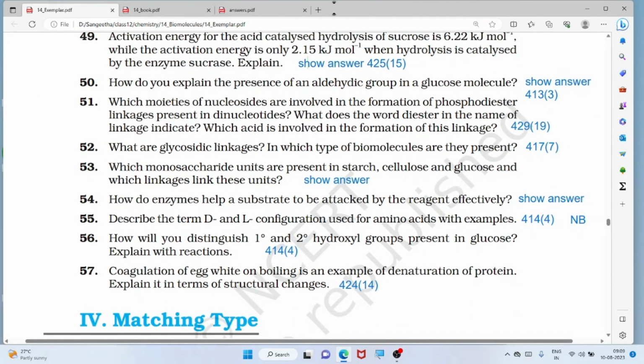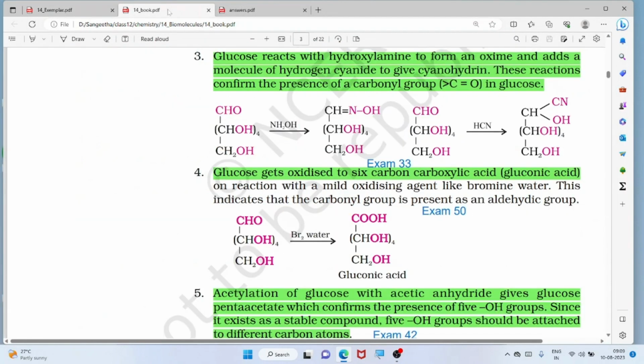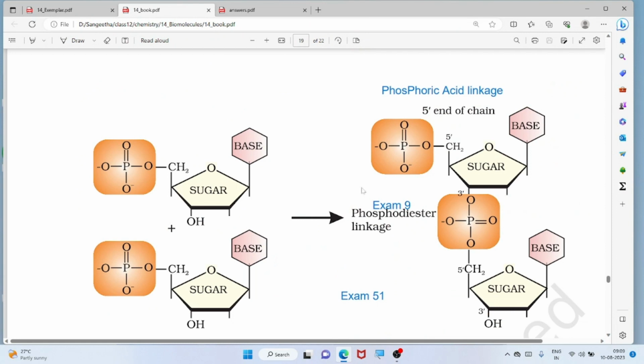Which molecules of the nucleosides are involved in the formation of the phosphodiester linkages present in the dinucleotide? What does it want? 1. Okay, these are the diester linkages, phosphodiester linkages.